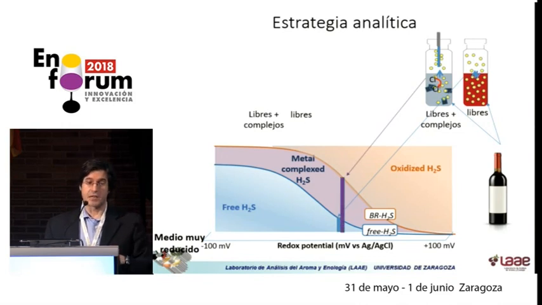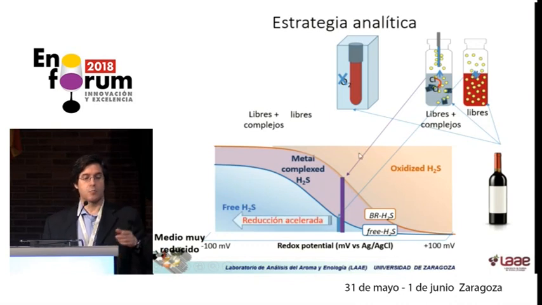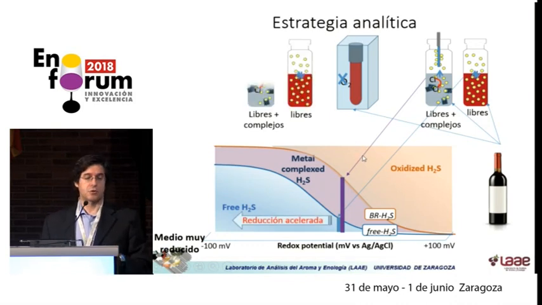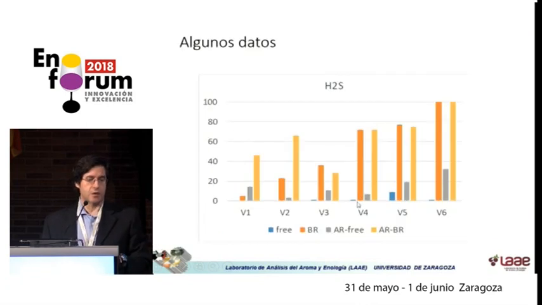And we will measure the forms here at the redox potential and the complex forms, so that we will know this amount. And then we take the wine, we make it undergo an accelerated reduction, and we measure both the free forms and the free forms plus the complex forms, and we can interpret through the bars the trend of this wine. Here I show you some examples.